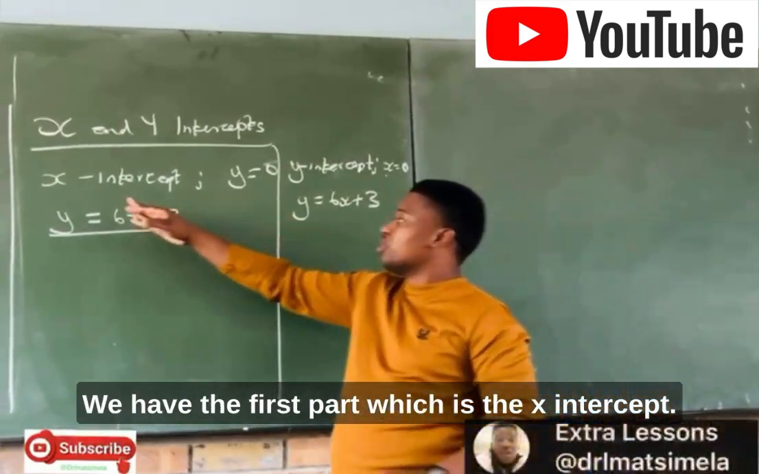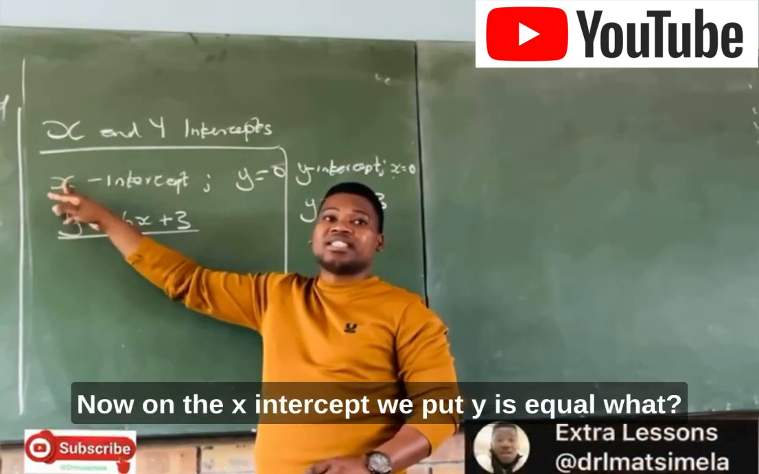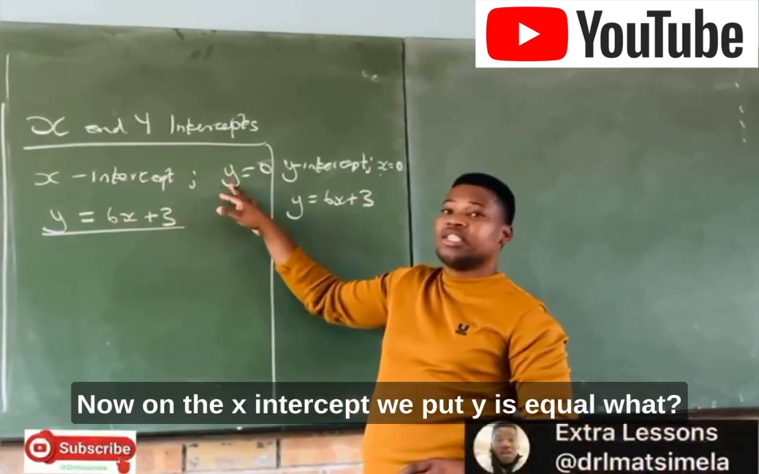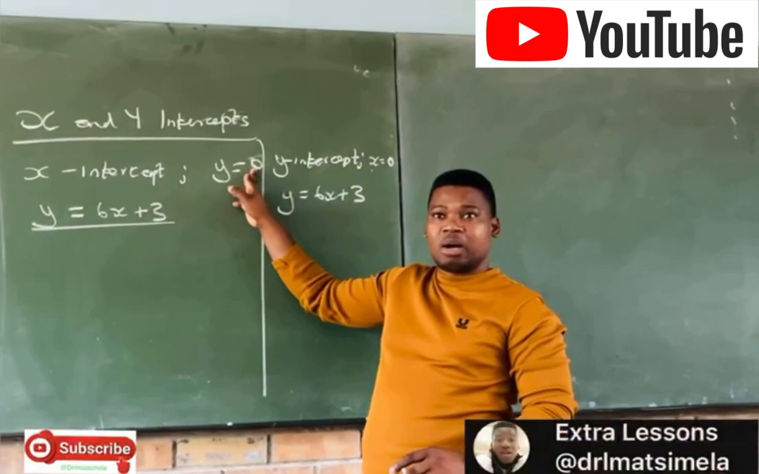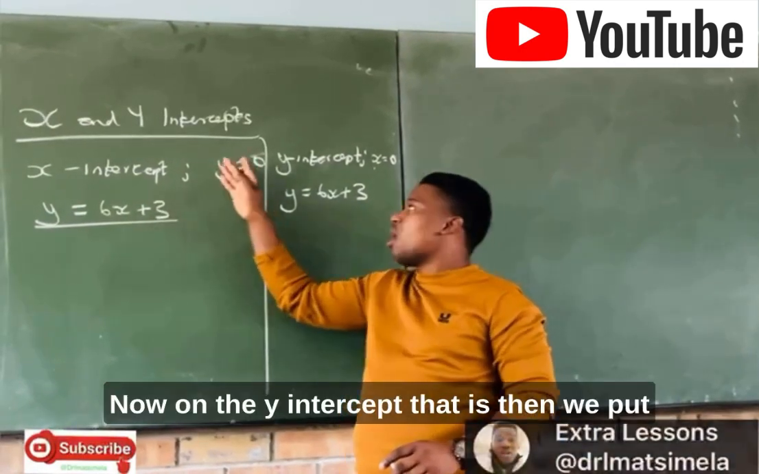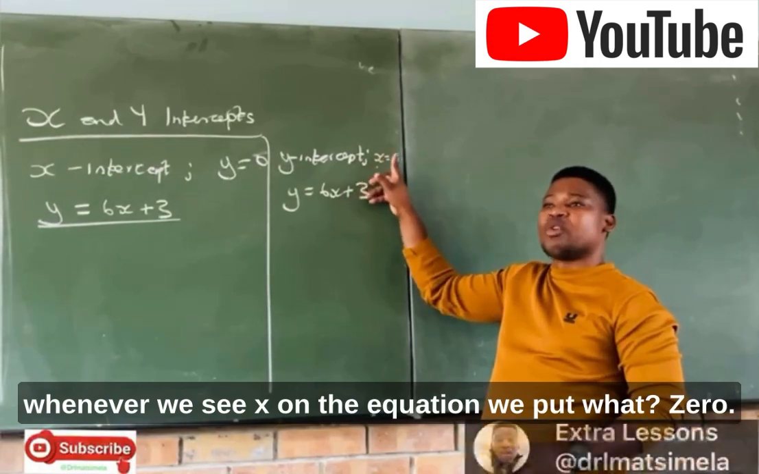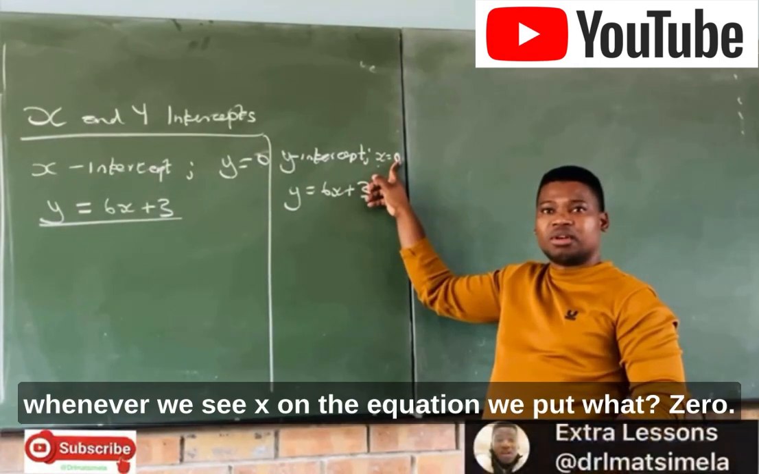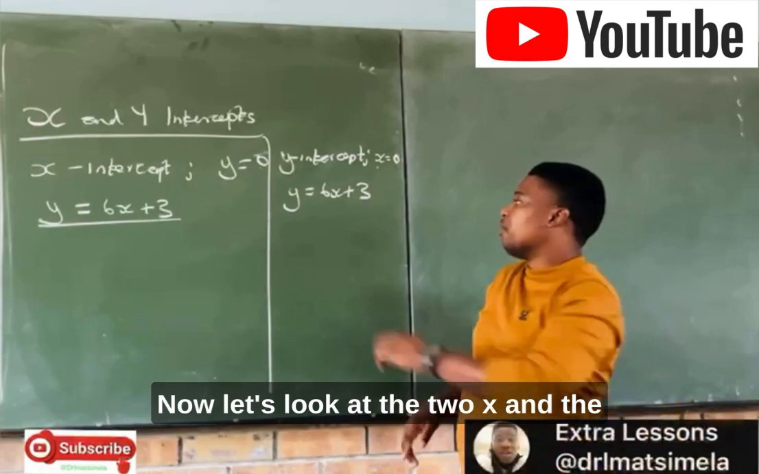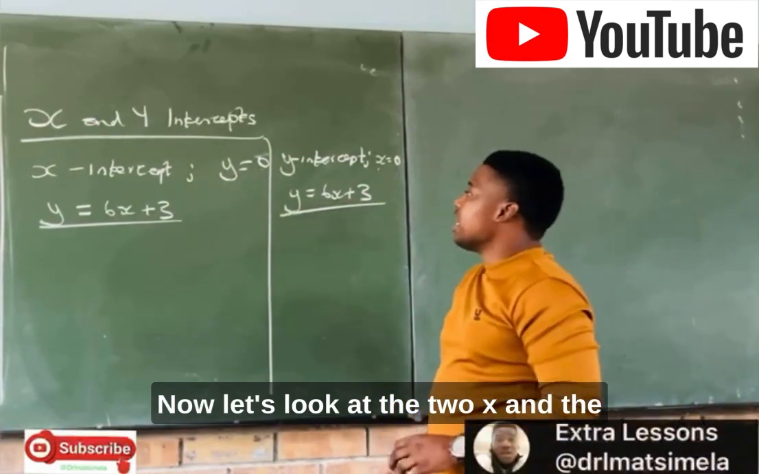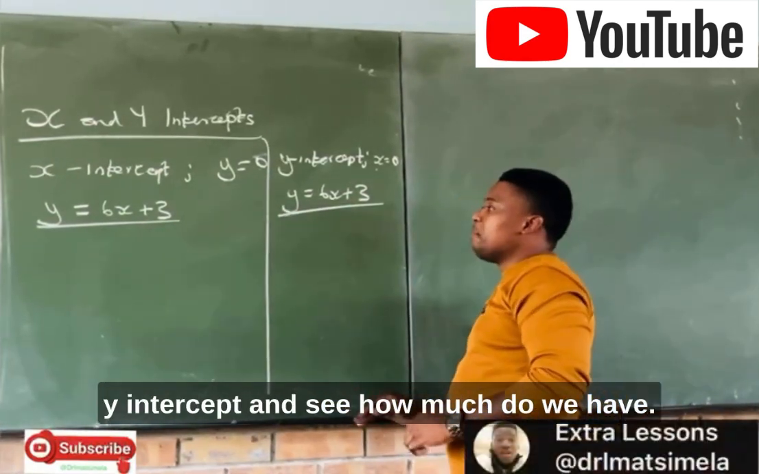We have the first part which is the x-intercept. Now on the x-intercept, we put y equals what? 0. Are we clear? Yes. Now on the y-intercept, whenever we see x in the equation, we put what? 0. Yes. Now, let's look at the two, the x and the y-intercept, and see how much we have.